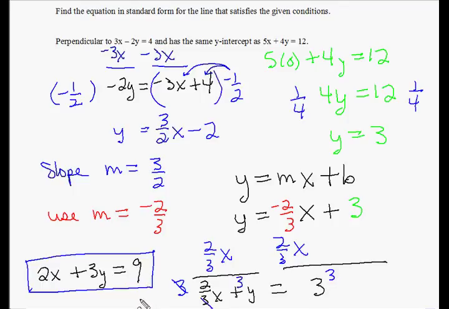So that is the equation of the line perpendicular to 3x minus 2y equals 4 and has the same y-intercept as the 5x plus 4y equals 12.